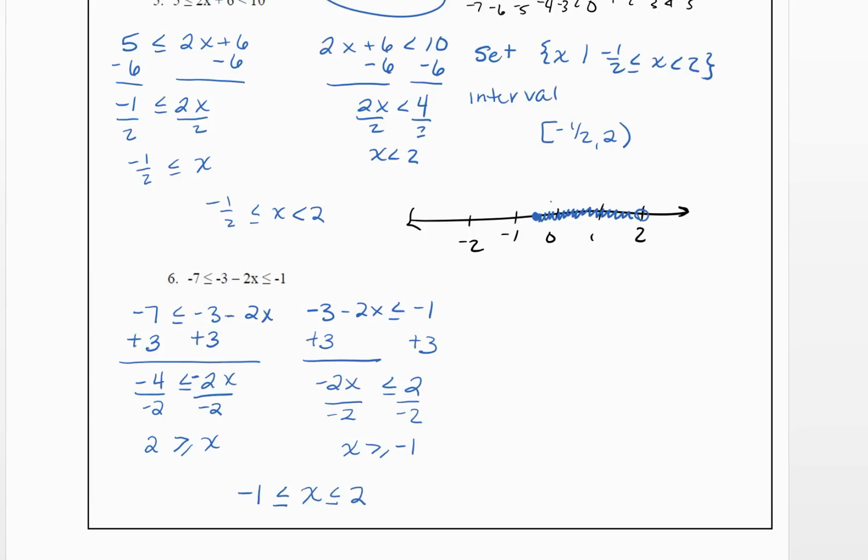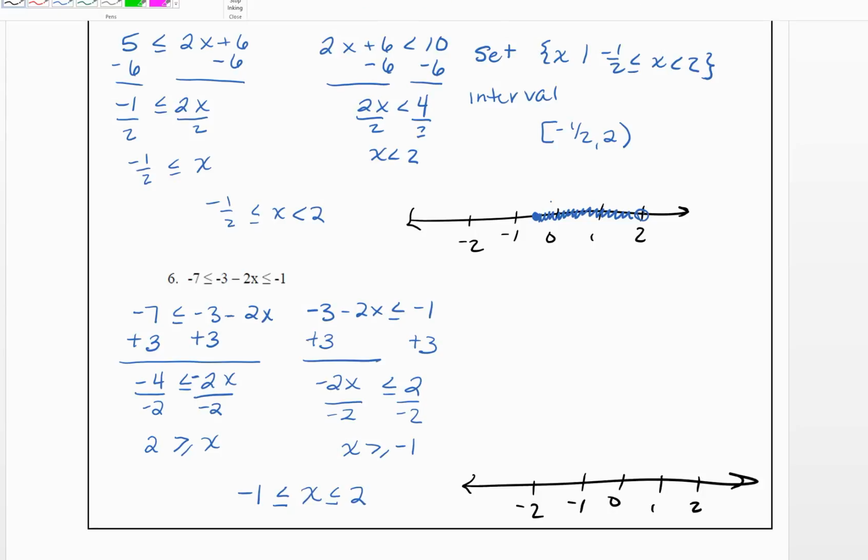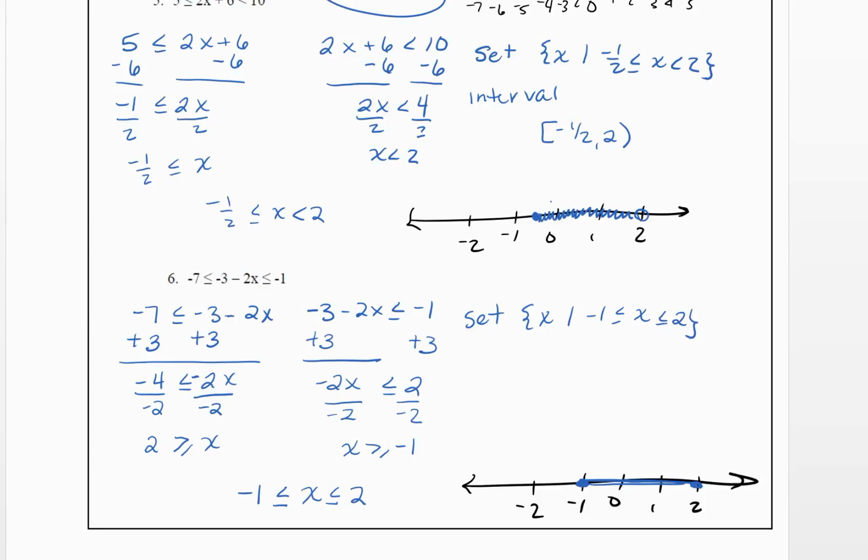Okay, so we can graph it just like we have on the others. So we're going to go from -1 with a closed dot up to 2 with a closed dot, and everything in between. So our set notation will be x such that x is between -1 and 2. And then our interval notation, we're going between -1 and 2, and we're including both of those, so we'll do bracket -1 up to 2.